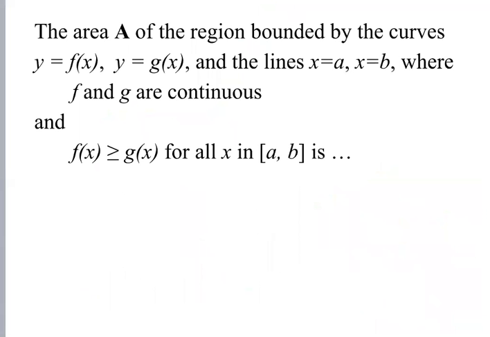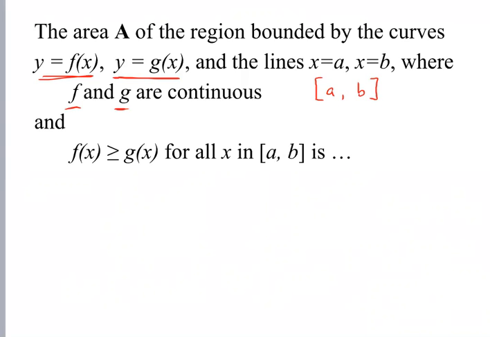The area A of a region bounded by the curves y equals f of x and y equals g of x, which we noted previously, and the lines x equals a and x equals b. In other words, this is bounded from a to b, where two things occur. First of all, f and g are continuous functions, which the two that I drew are certainly continuous.